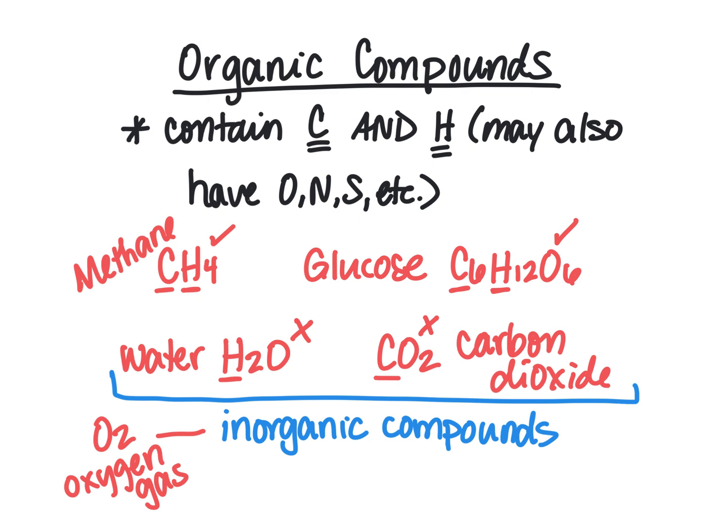Another example would be sodium chloride, NaCl. This is table salt, the salt that you probably have in a salt shaker in your kitchen. And it doesn't have carbon or hydrogen. It has sodium and chloride, and so it is also inorganic. It's not organic.